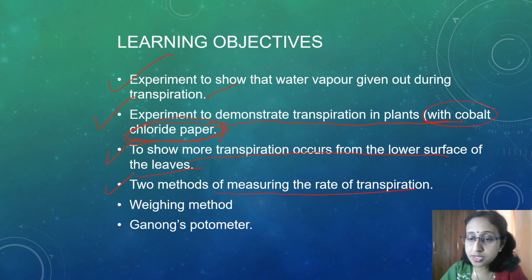Now the next one is two methods of measuring the rate of transpiration, that is, how fast or how slow transpiration is happening, with the help of the weighing method or with the help of Ganong's potometer. So we are going to learn all these 5 to 6 experiments today.